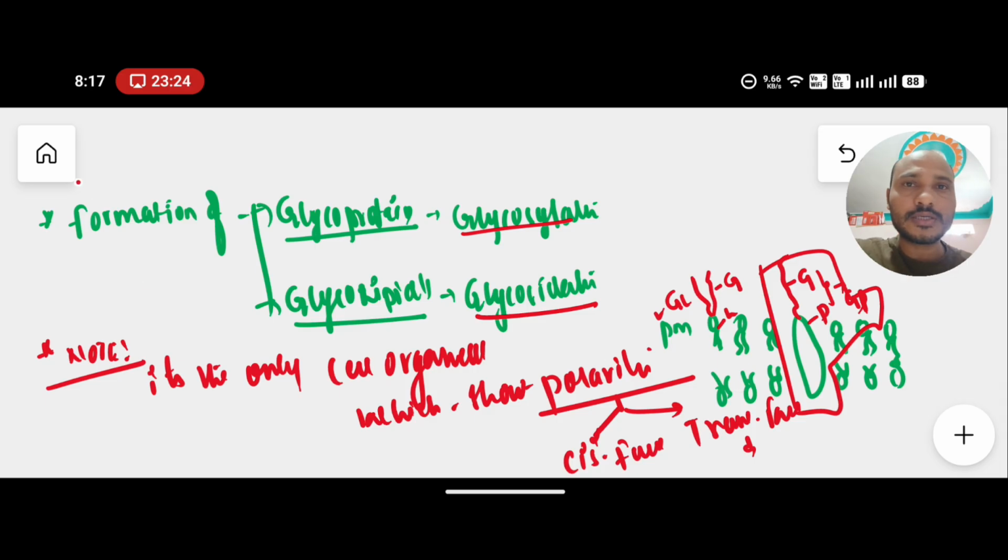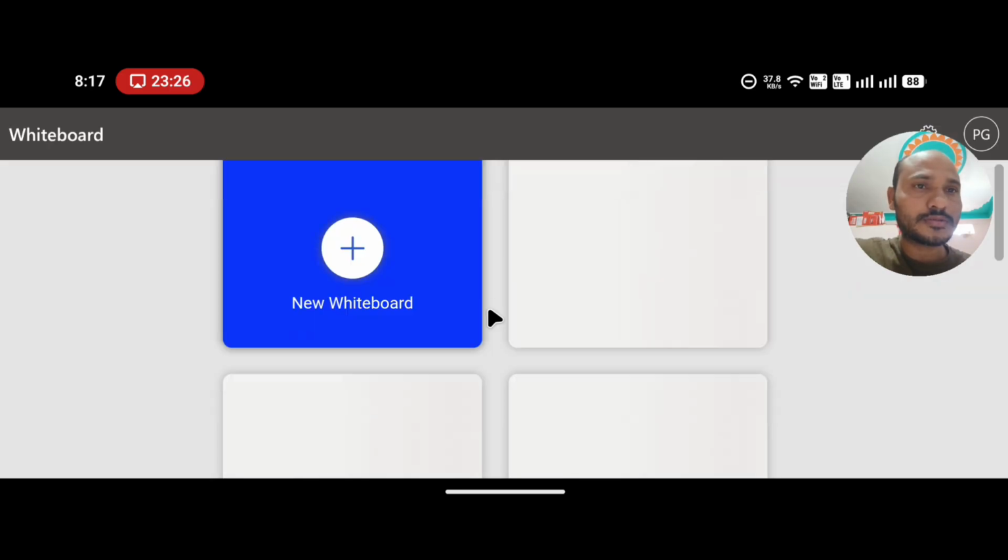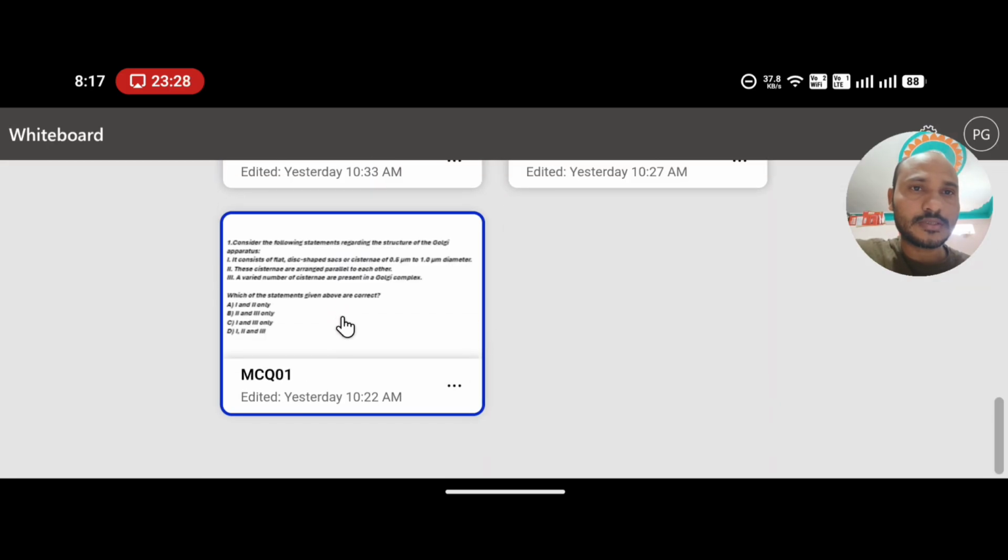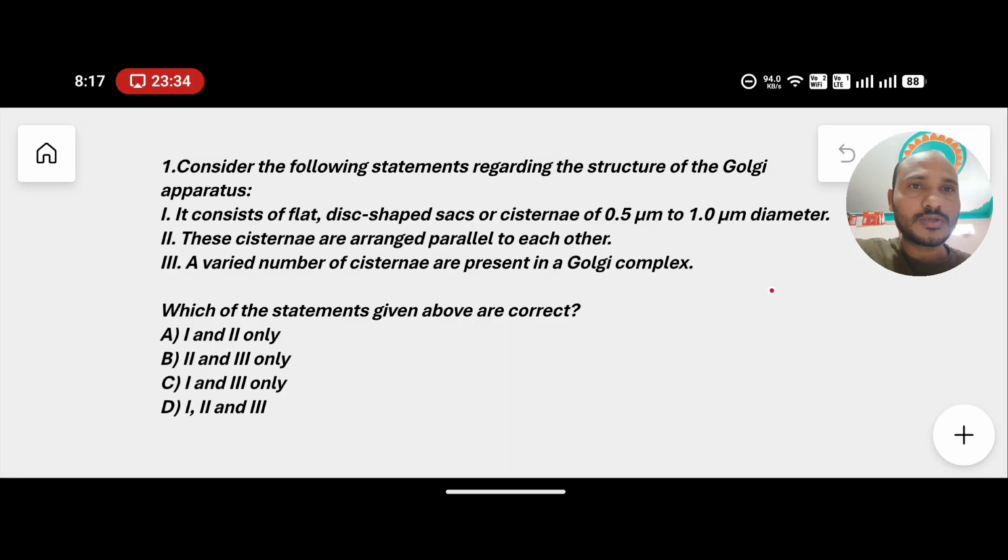So here I have provided 3 MCQs from this topic. The first MCQ, yeah. Consider the following statements regarding the structure of the Golgi apparatus. Here, Golgi apparatus. So there are 3 statements. Which of the statements given above are correct? Here identify the correct statement.